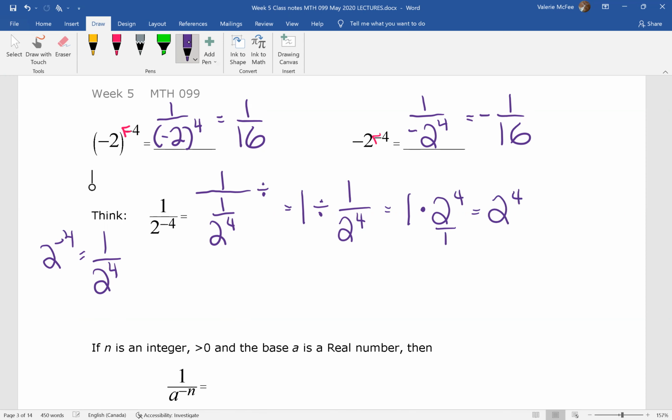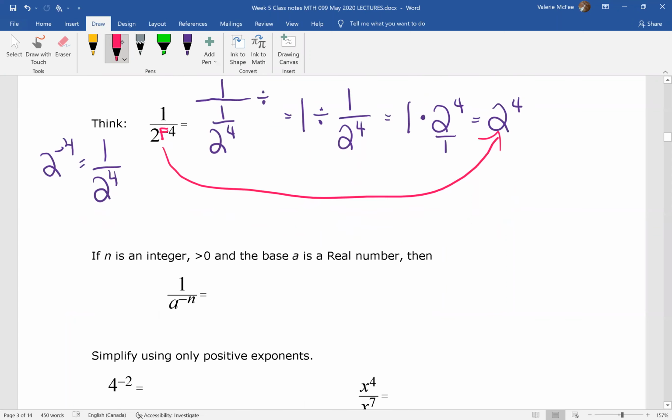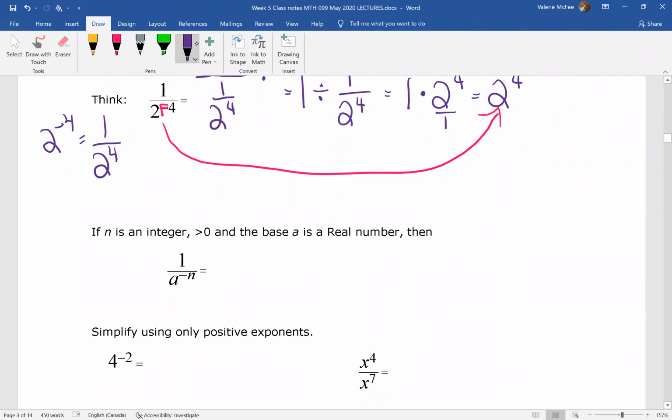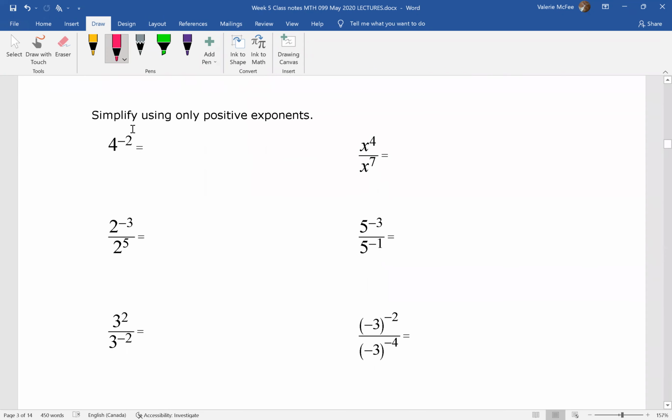Notice what happened here. When we had a negative exponent in the denominator, we flipped the fraction again and we moved it to the numerator, and the exponent became positive. We're only changing the sign of the exponent. So we can say, if we have a negative exponent in the denominator, move it to the numerator, flip the expression, and it becomes positive. Most of the time, you're going to be asked to write your expressions using positive exponents.